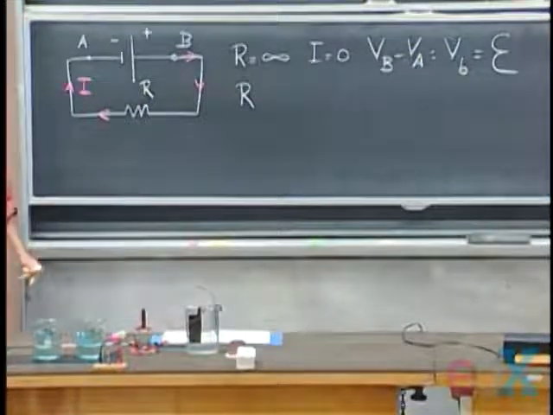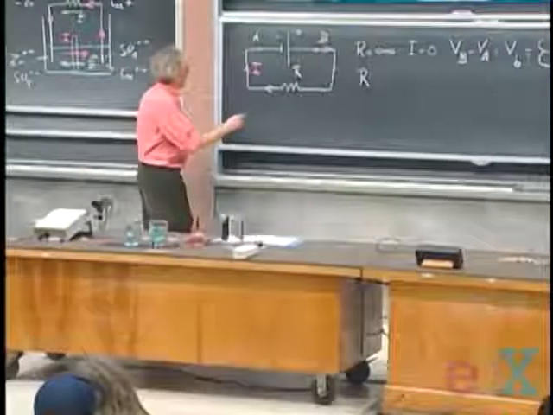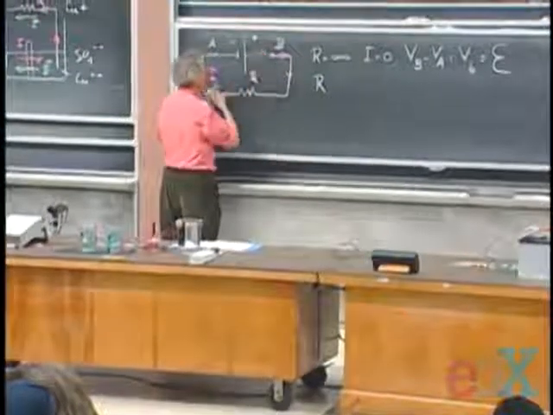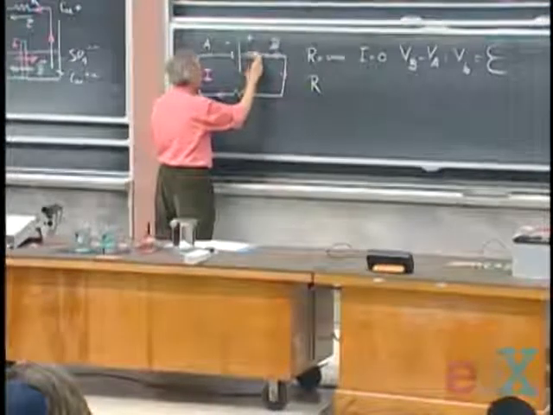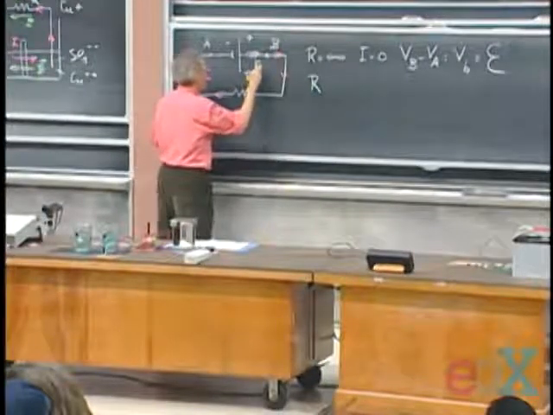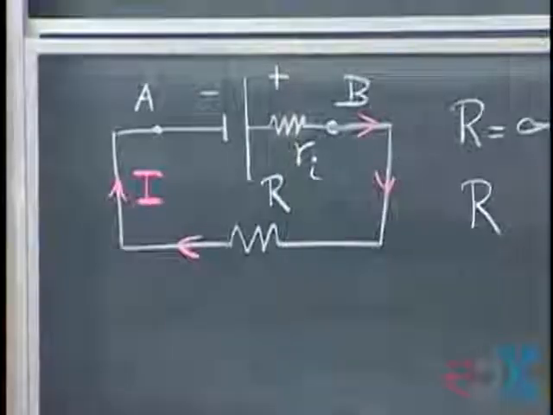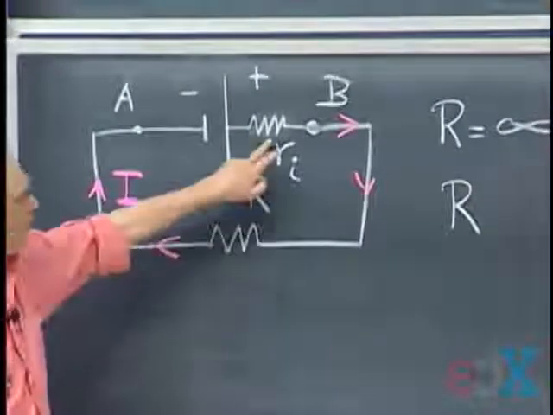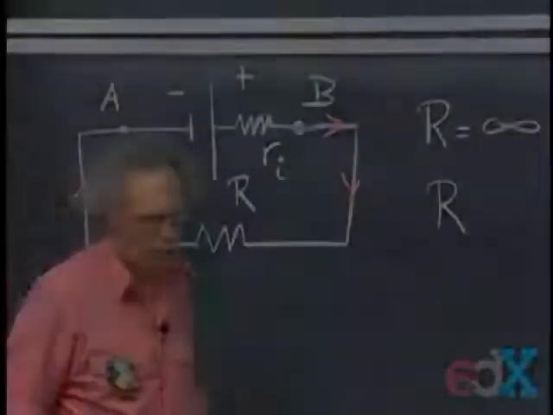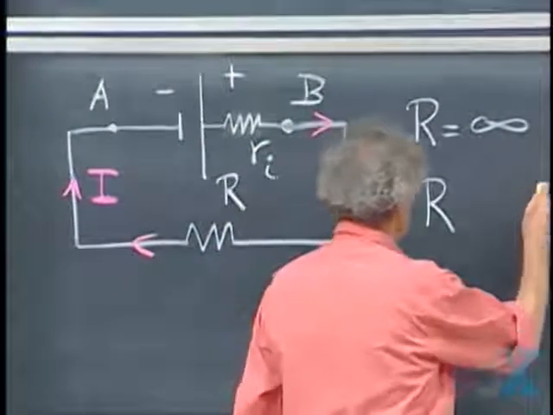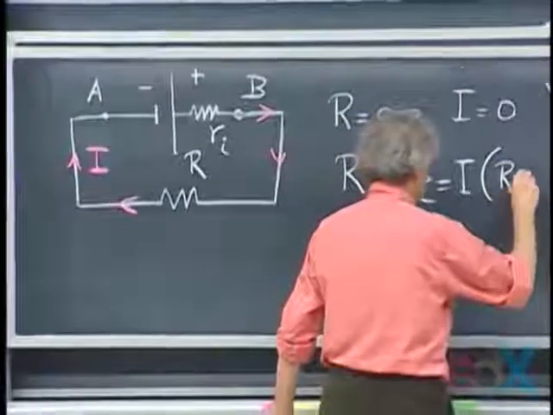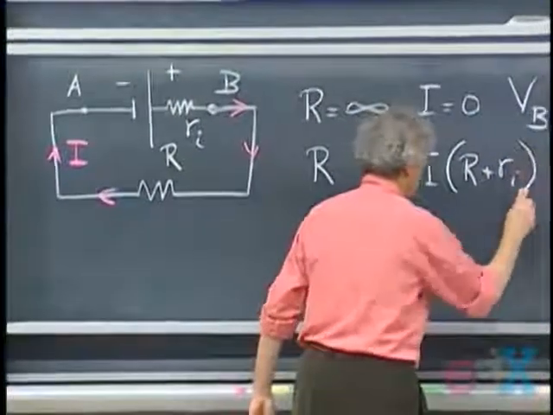But now, we should never forget that between the point A and B, invisible to the human eye, there is always an internal resistance, which I call little r of I. And so if a current starts to flow, it goes not only through capital R, but it also goes through this little r. And so according to Ohm's law, the EMF is now I times the external resistance plus the internal one.